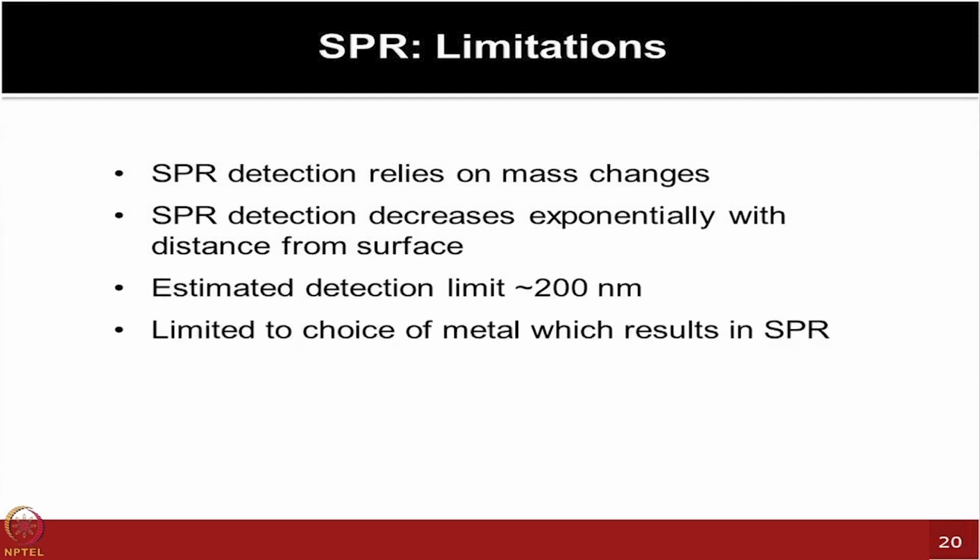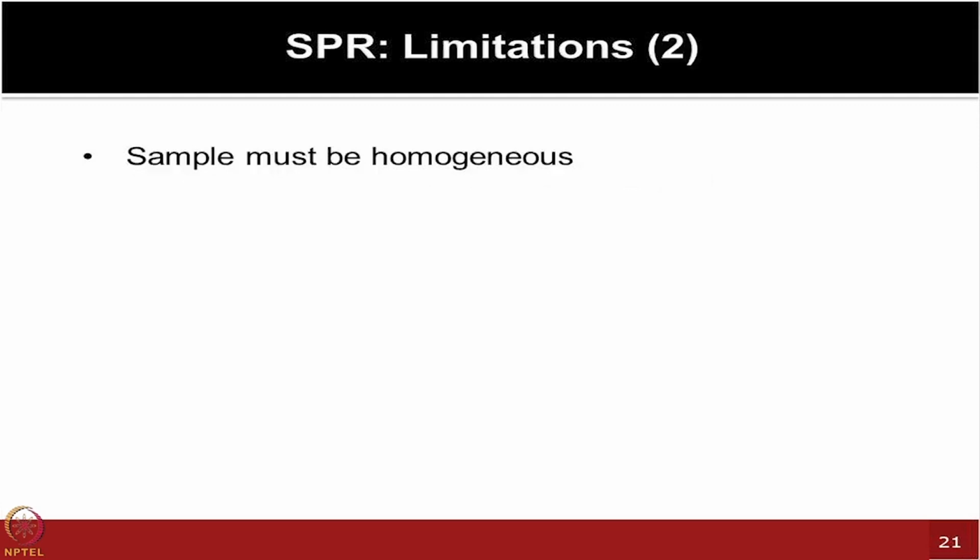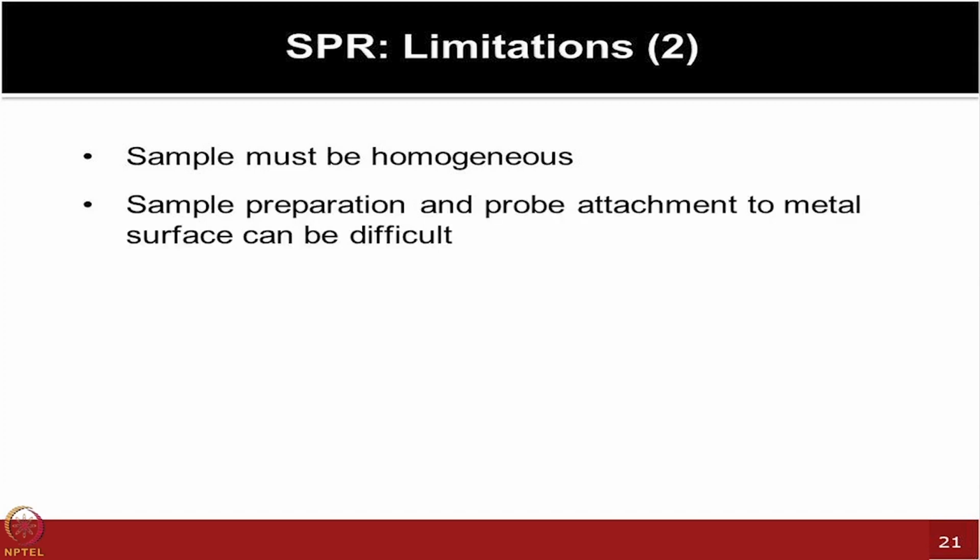It is also limited to the choice of metal which you are using, because it is the gold metal which is useful for doing this kind of experiments. Your samples have to be really clean, they have to be homogeneous, and you have to do proper removal of all the gas, etc., just so that no bubble is blocking your columns and nothing is getting clogged as your flow rate is changing for measuring the binding.